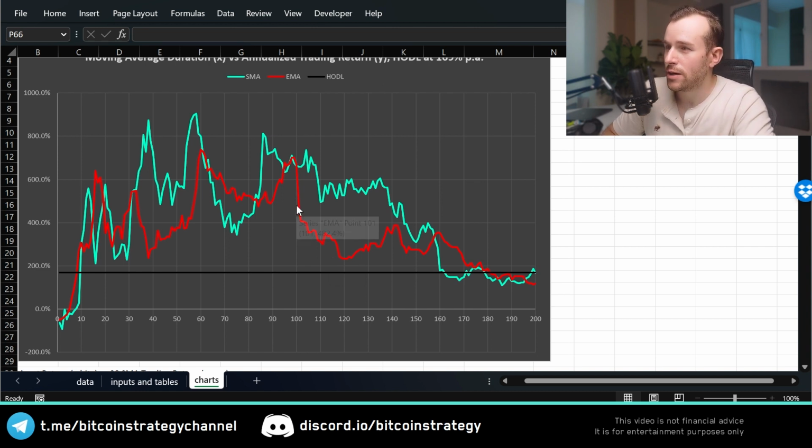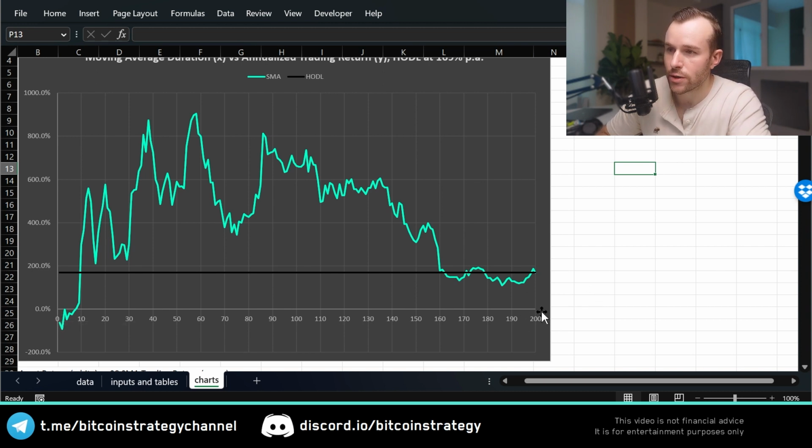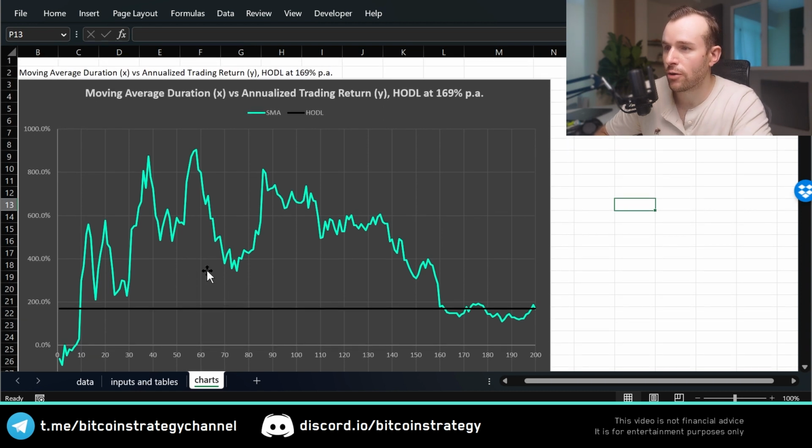So let's start with the simple moving average. Let's ignore the exponential moving average. So what we have here on the x-axis, right here at the bottom, that's the duration of the moving average. So from basically 0, which just means we look at yesterday's price, all the way to 200. So the 200-day simple moving average. And then we've got in black here, the buy and hold line. So this is simply just a reference of what would we have gotten during this backtested time period if we just bought and held Fantom. So this was 169% per annum.